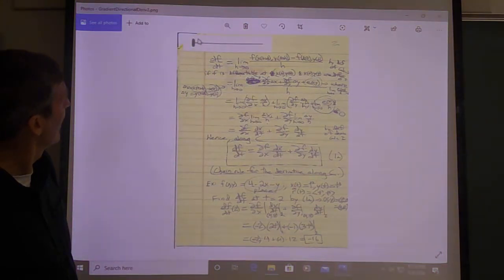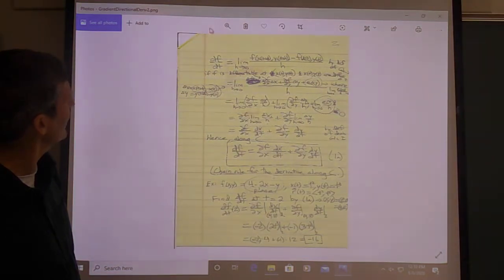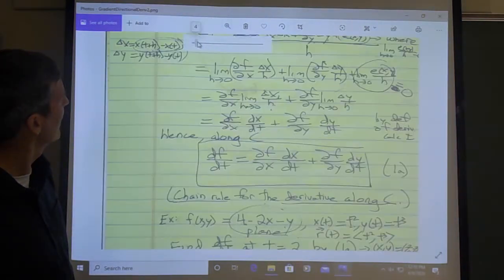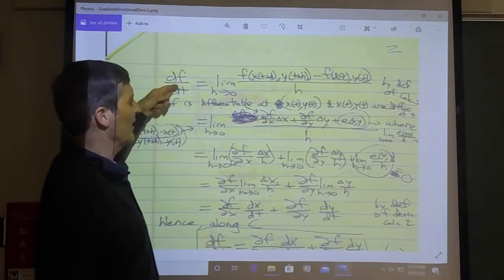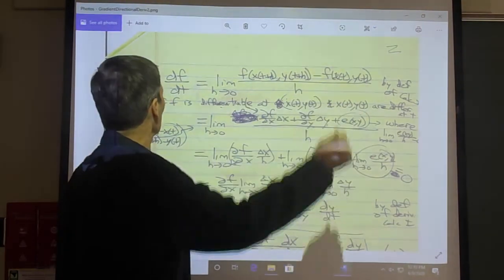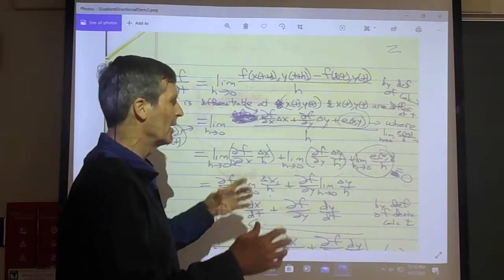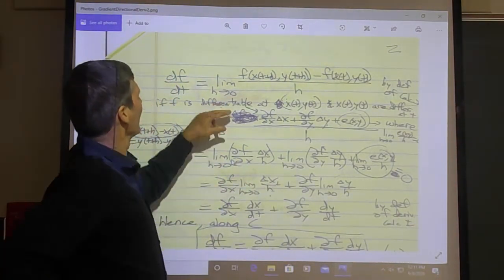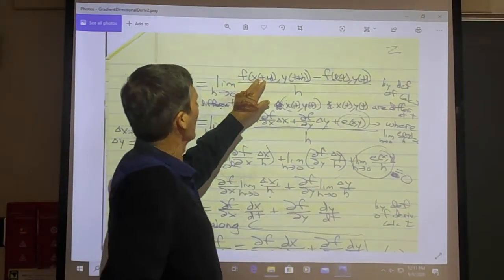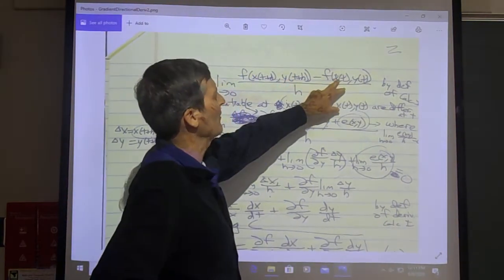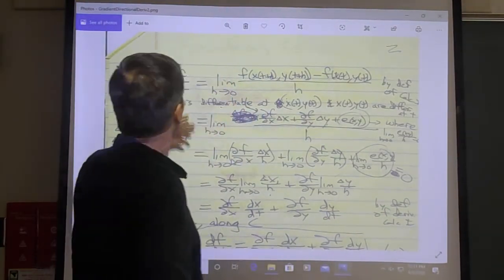That's df dt, right? f is the z coordinate, so I want the rate of change of z with respect to time, the rate at which I'm moving uphill or downhill, 10 feet per second or 2 miles per hour or whatever it is. That has to be the limit of f of the point at time t plus h minus f at time t, all over h, right? That's the derivative of a function of t.